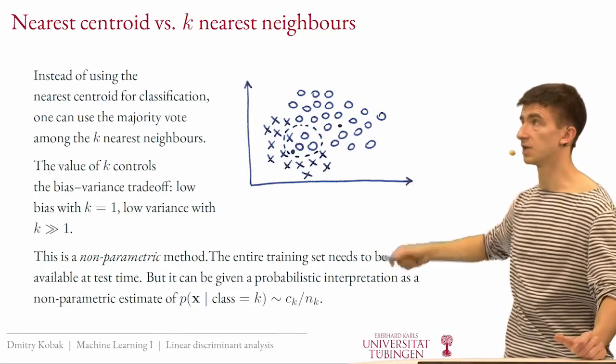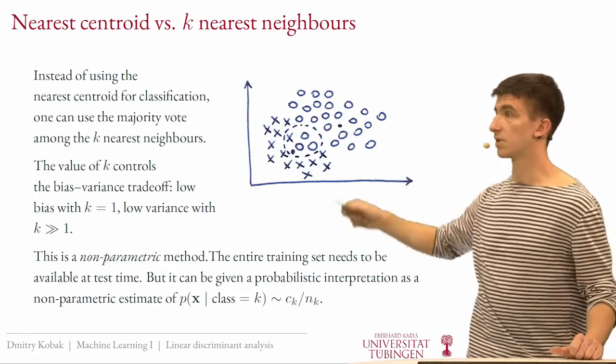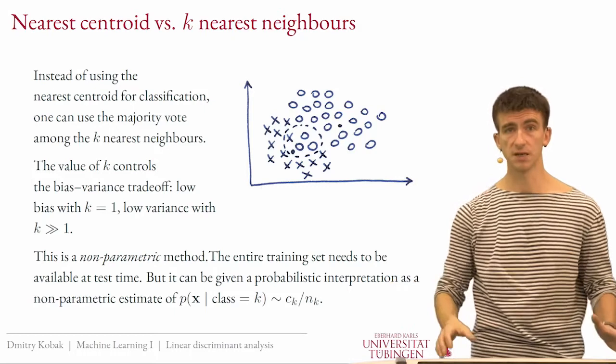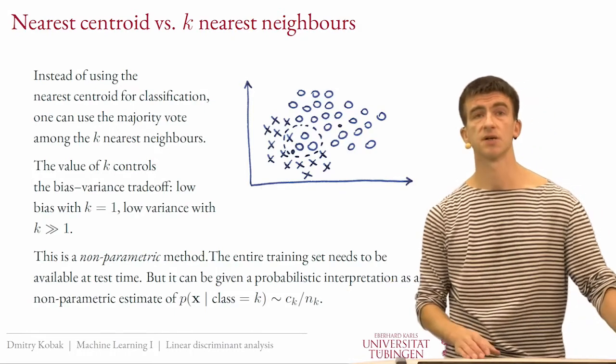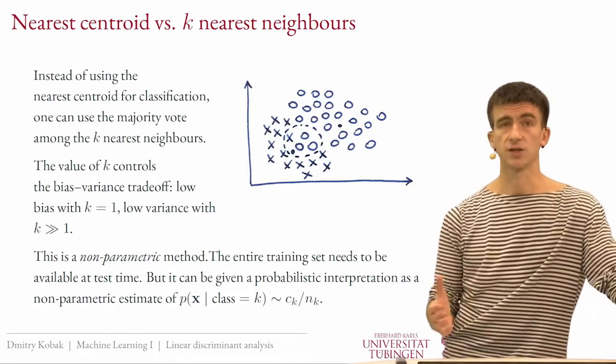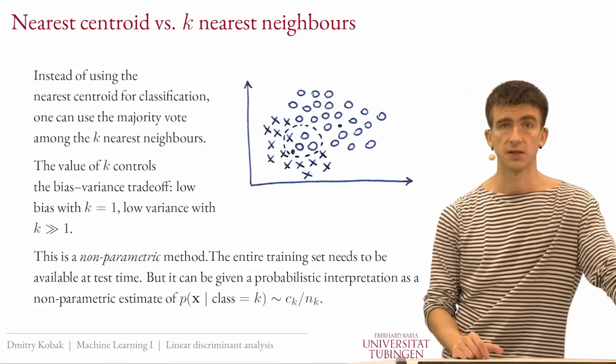This doesn't fit the LDA story, right? This is a non-parametric method. The decision boundary is not linear. It's not quadratic. It's not parametric. It's some function that just depends on the training set directly.